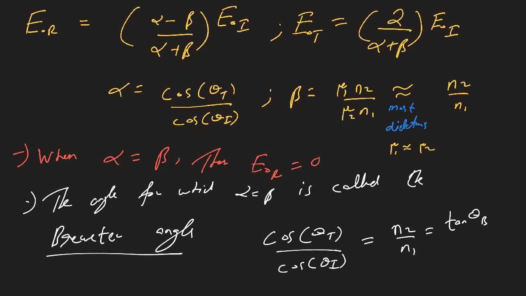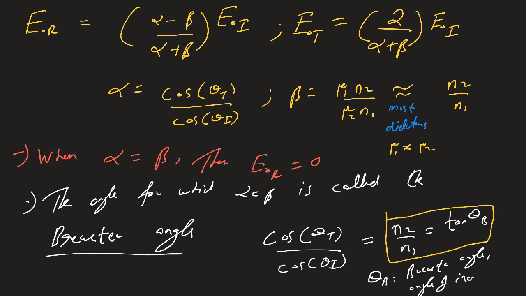where theta b is the Brewster angle, but it of course is the angle of incidence. So what it tells you is that if you have TM polarized electromagnetic radiation incident at the interface between any two dielectrics, then if you can make the angle of incidence equal to the Brewster angle, you get no reflected light and all the light is transmitted.